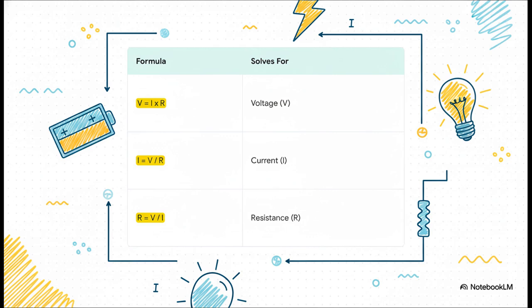And this is it, the simple but incredibly powerful equation that ties it all together. You see these three variations? With them, if you know any two of the values, voltage, current, or resistance, you can always figure out the third. This is our number one foundational tool.